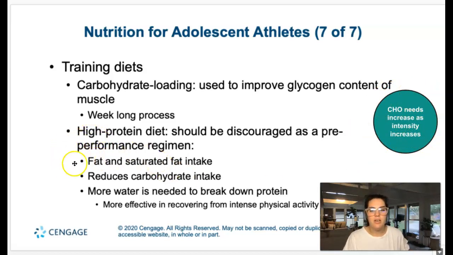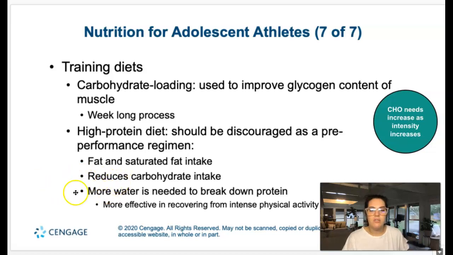Again, we want to make sure that we're not specifically focusing on high protein diets. Protein is definitely important for athletes, but if we emphasize protein too much, we may be increasing fat and saturated fat intake because they're likely going to be eating more meats that contain saturated fat, but we're also going to be eating so much protein that maybe we're not meeting our carbohydrate needs.